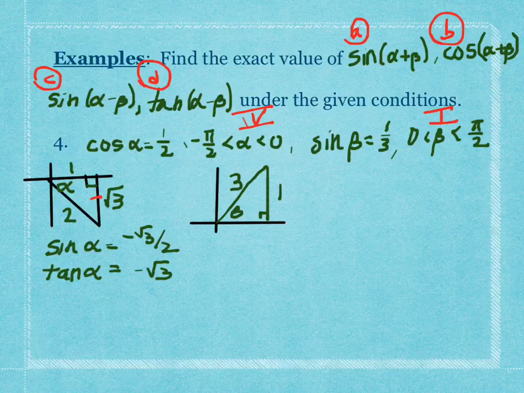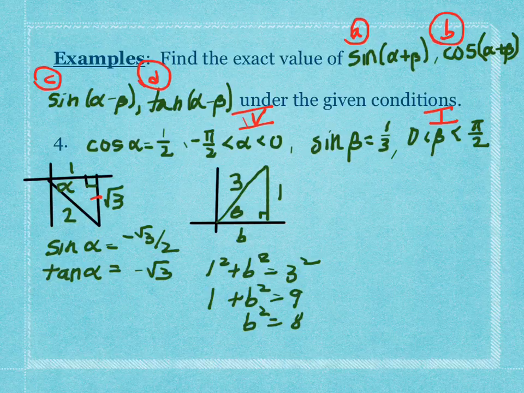Now this is not on the unit circle. At least not one of our standard unit circle values, correct? So I am going to need to use the Pythagorean theorem to find the third side that I don't have. So let's call this little c down here, not c. How about b? All right. So we have 1 squared plus b squared equals 3 squared, yeah? So this is 1 plus b squared equals 9. What is b squared going to equal? 8.